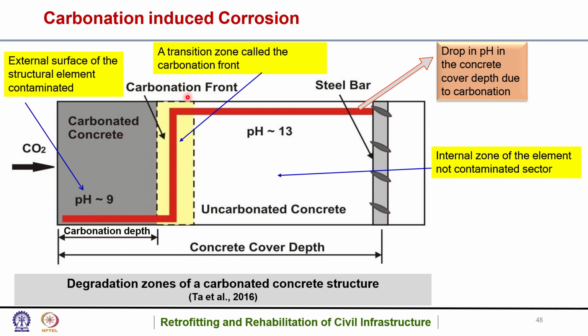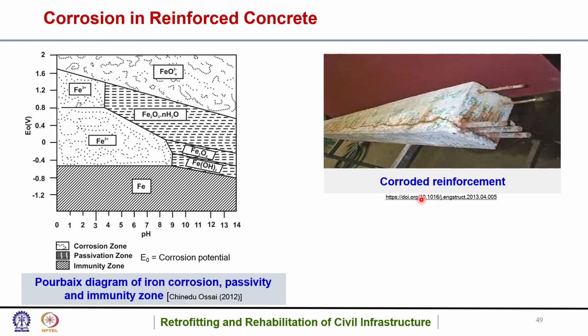So the intermediate zone is called the carbonation front, and there is a drop in pH in the concrete cover due to carbonation. So overall the pH has dropped if we see the equivalent value, and this is the internal zone of the element, which is basically the not contaminated sector. So this is basically the sketch of the carbon induced corrosion.